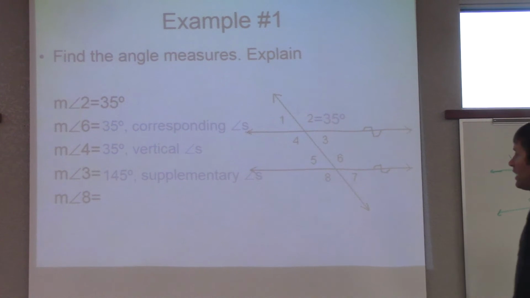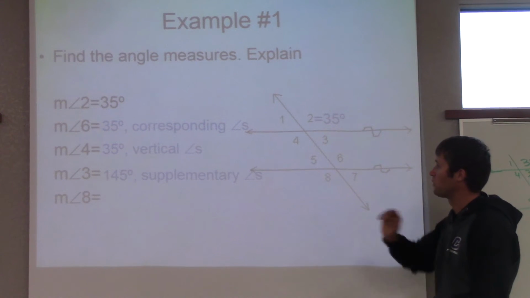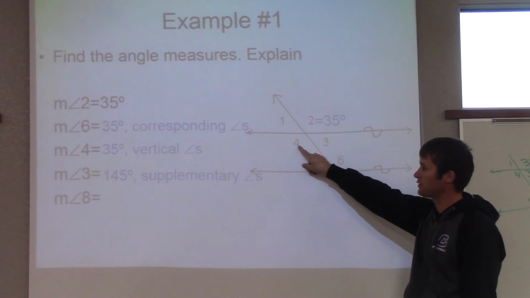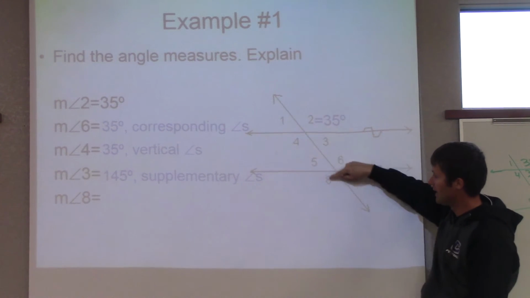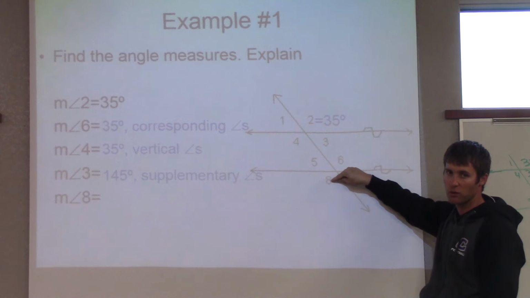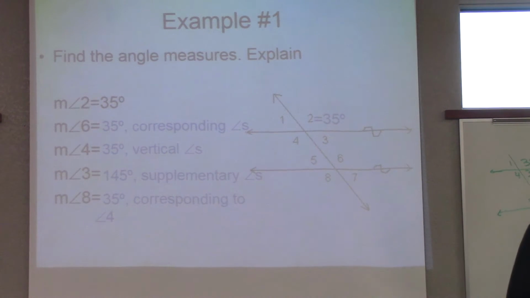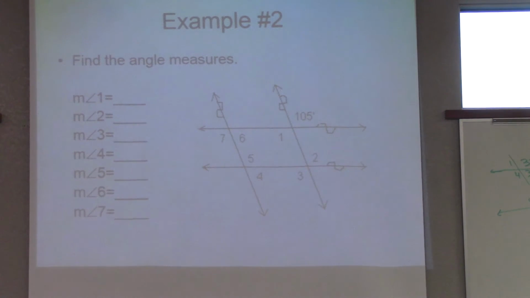Then you have angle 8. How could I get angle 8? You know angle 4 is 35 degrees. Angles 4 and 8 are corresponding angles, so you could say that's 35 degrees, corresponding to angle 4. That would be our explanation of it, and we go from there. We're using all of these to find the missing ones.